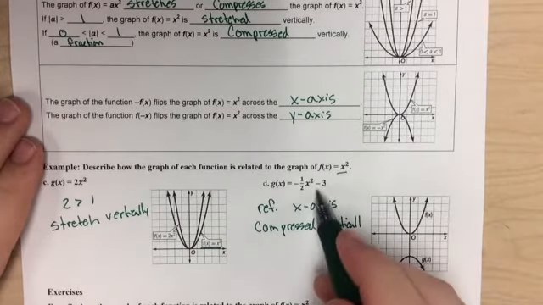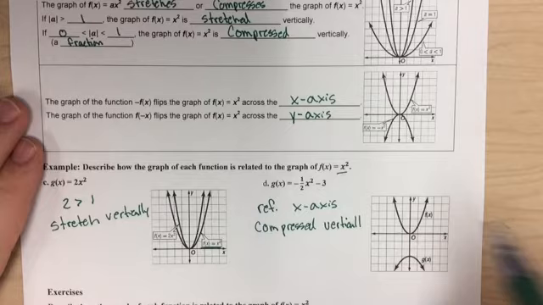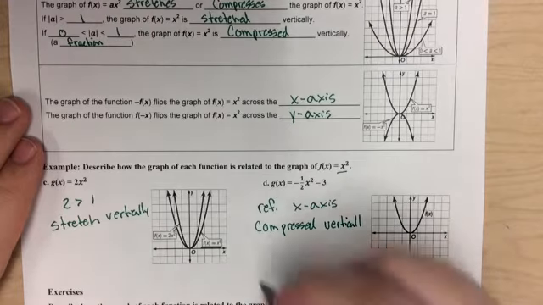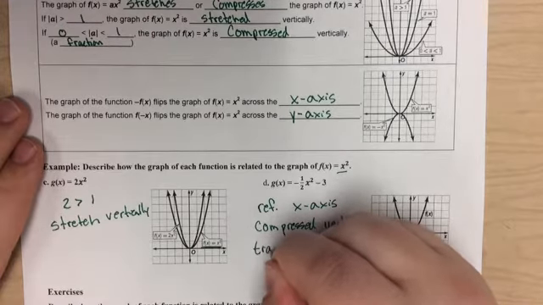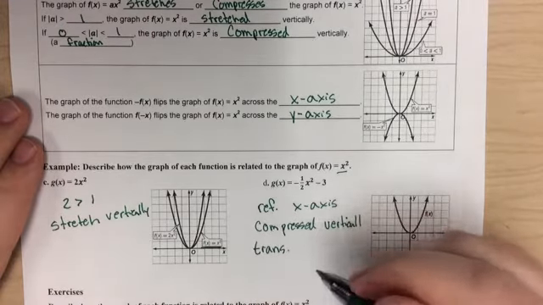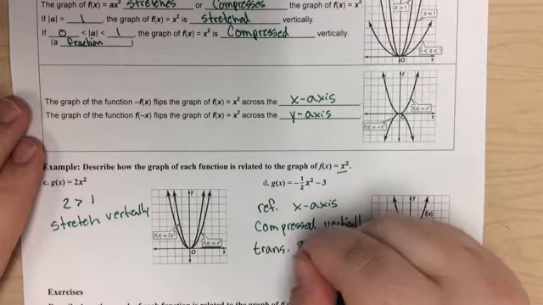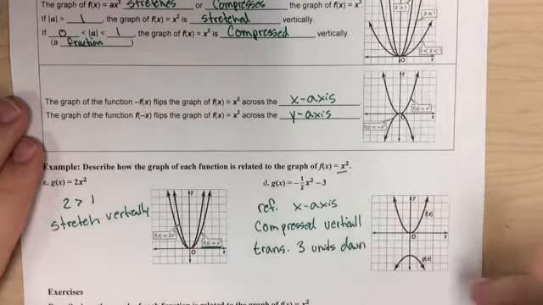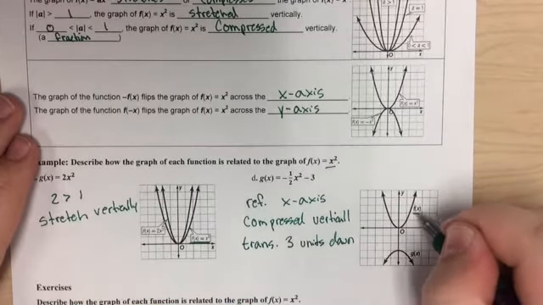And then we also have this -3 out at the end. And that's kind of back to what we did on the first page of notes. The -3 tells us it translates down 3. So there's a whole lot of things going on in this one, kind of tying everything together. Translate 3 units down. And so when we look at it, here's our original f of x.